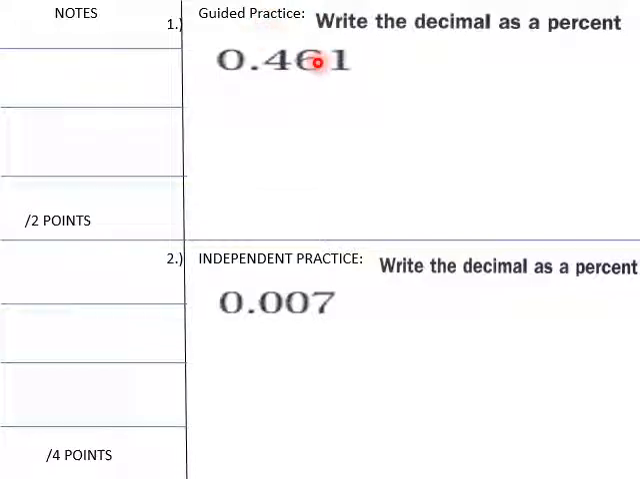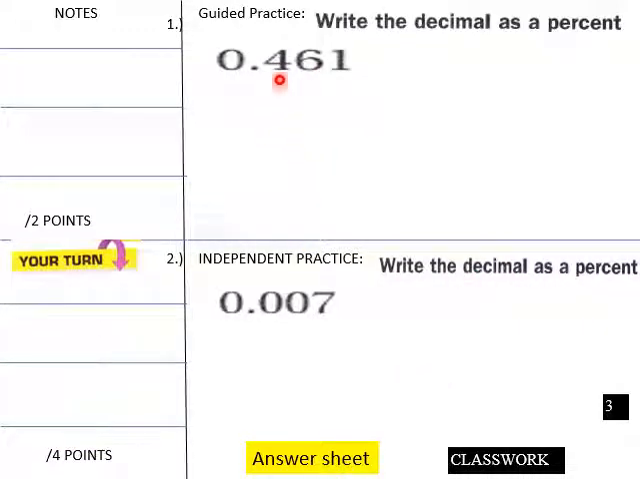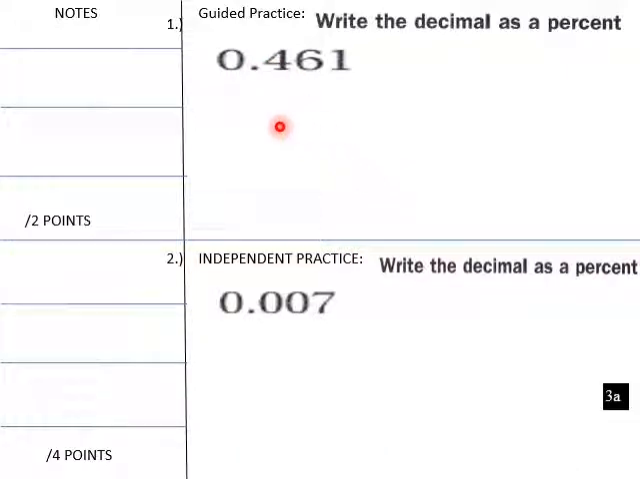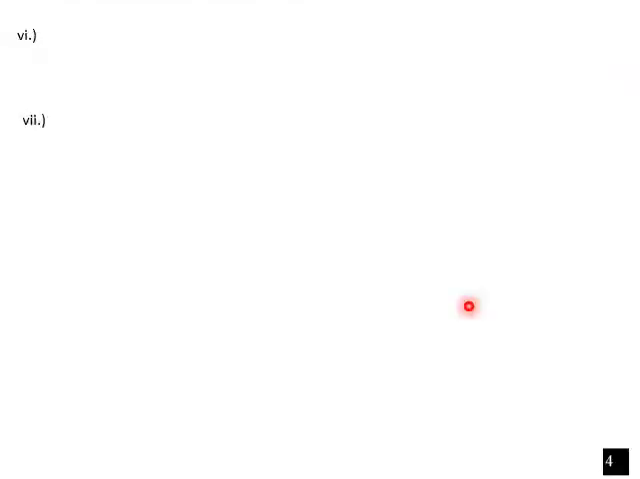Okay, for number 1 here, guided practice, page 3, write the decimal as a percent. So we're going to write this decimal as a percent. This is yours down here, students. Write the decimal as a percent. We're going to do this one right now. So for 0.461, we're going to move our decimal place twice to the right, to 46.1, and then we'll insert a percent sign. So it would be 46.1% for 0.461.